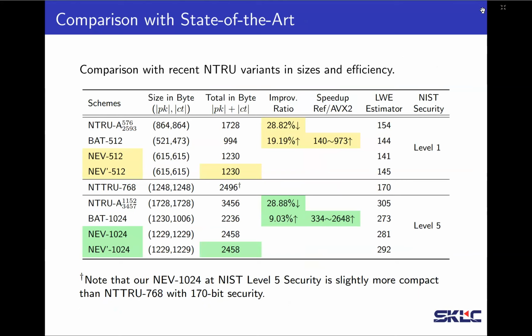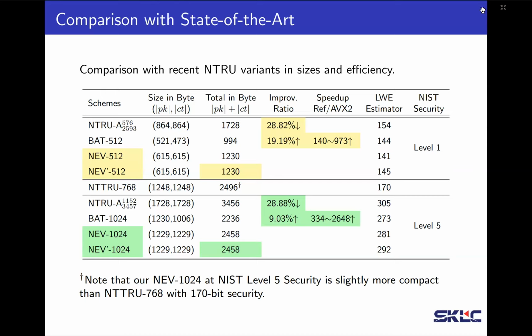When compared with other recent designs, we can find that for level 1 security, our scheme is 8% more compact than NTRU, and it is 90% larger than Cairo, but achieves 140 to 973 times faster speed. As for level 5 security, our scheme is 8% more compact than NTRU, and it is only 9% larger than that, but with 374 to 548 times faster speed. And our scheme at this level of security is slightly more compact than NTTRU, with 178 bits.